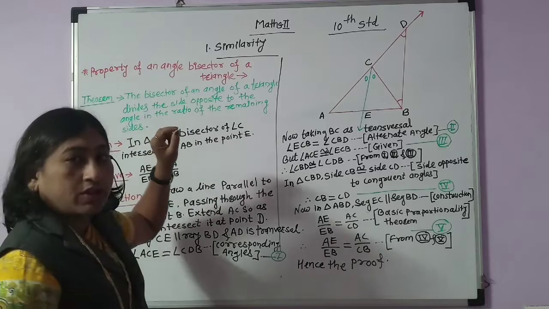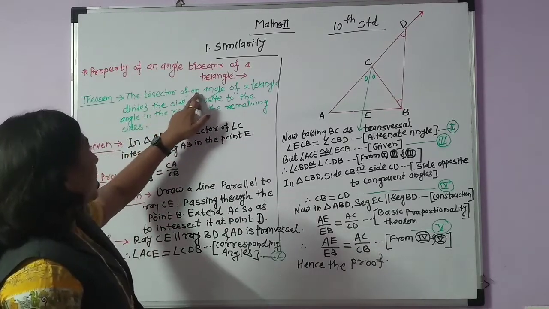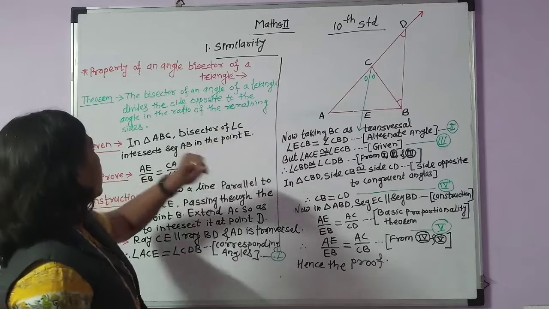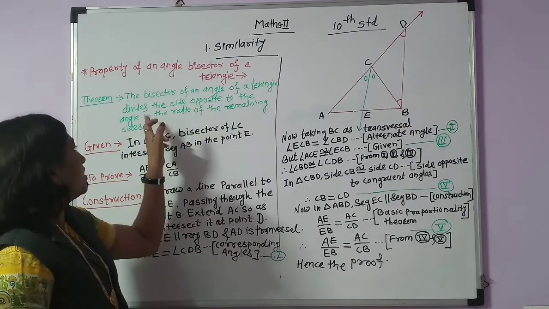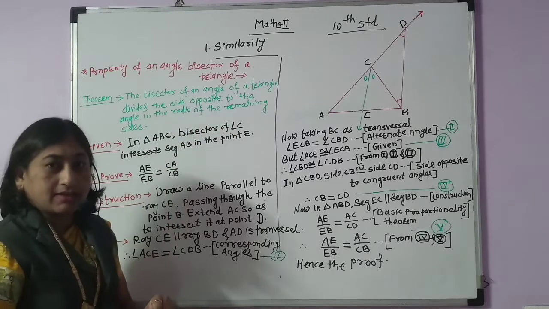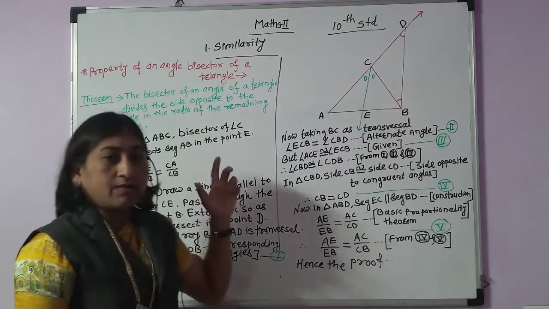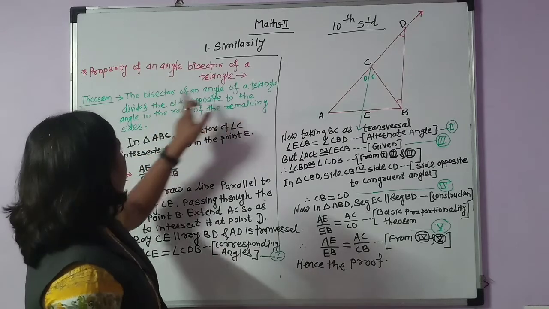See, the statement for that theorem is: the bisector of an angle of a triangle divides the side opposite to the angle in the ratio of the remaining sides. That means, see this statement carefully again: the bisector of an angle of a triangle.